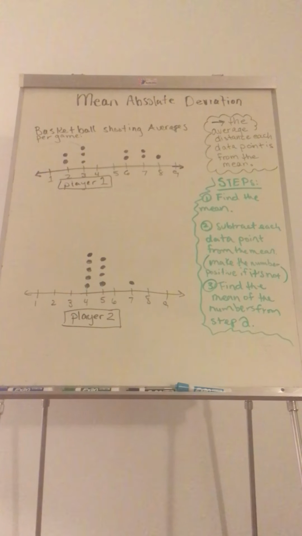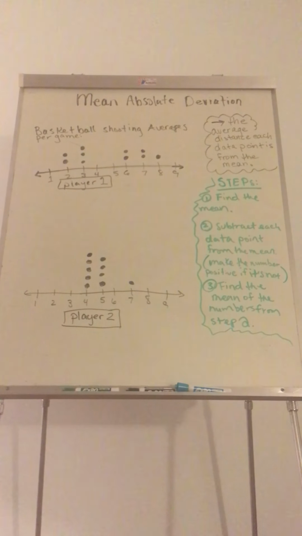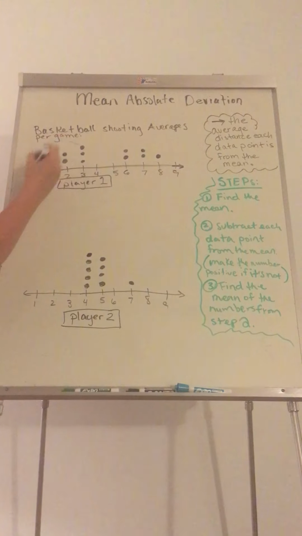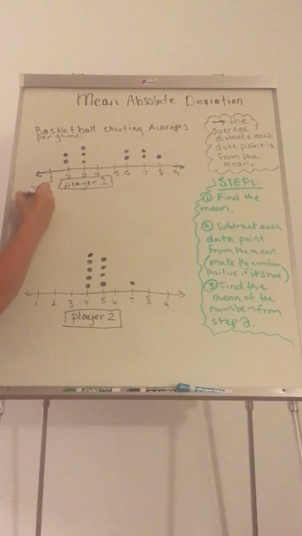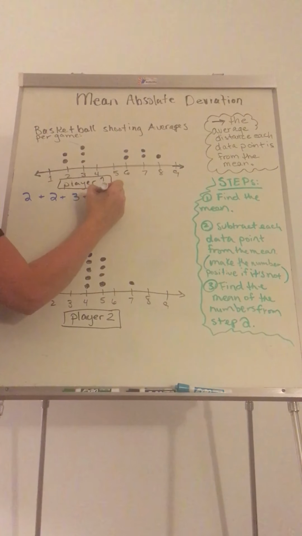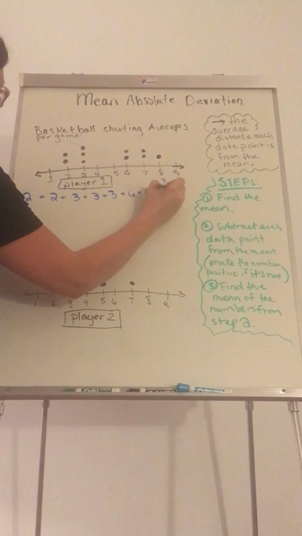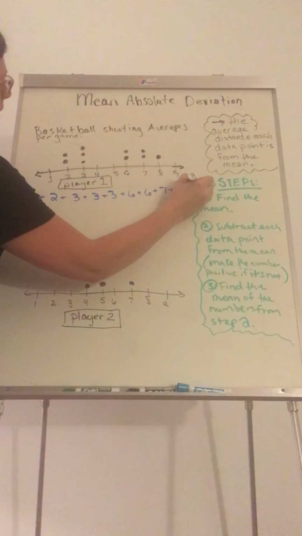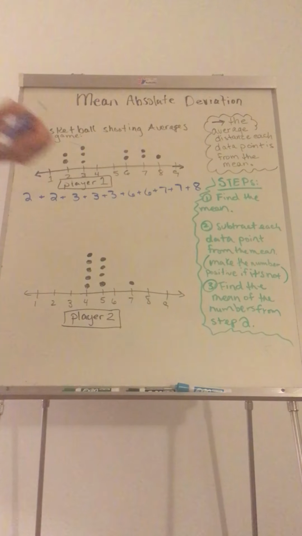So basically I need to find the mean first, okay? For player 1, it's a dot plot, so I'm going to take the information from the dot plot. I've got 2 plus 2 plus 3 plus 3 plus 3 plus 6 plus 6 plus 7 plus 7 plus 8. Okay? And that ends up being 47.